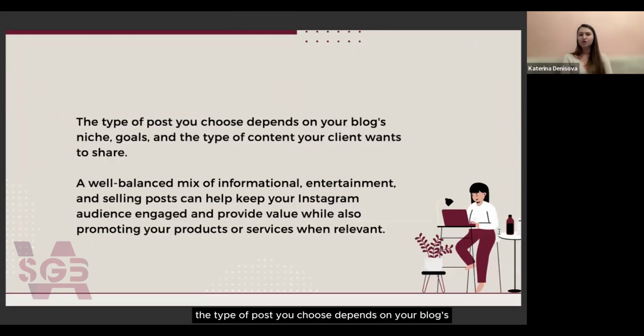The type of post you choose depends on your blog's niche, goals, and the type of content your client wants to share. A well-balanced mix of informational, entertainment, and selling posts can help keep your Instagram audience engaged and provide value, while also promoting your products or services when relevant.